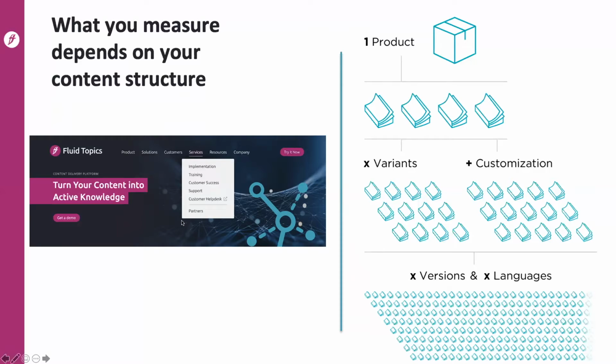But when it comes to tech content, this web page structure doesn't reflect the complexity of technical documentation. Technical content is way more complex than a website. For one product, you have several document types due to the variance, customizations, versions, and languages. Then you have a lot of versions, thousands maybe, of the same document.